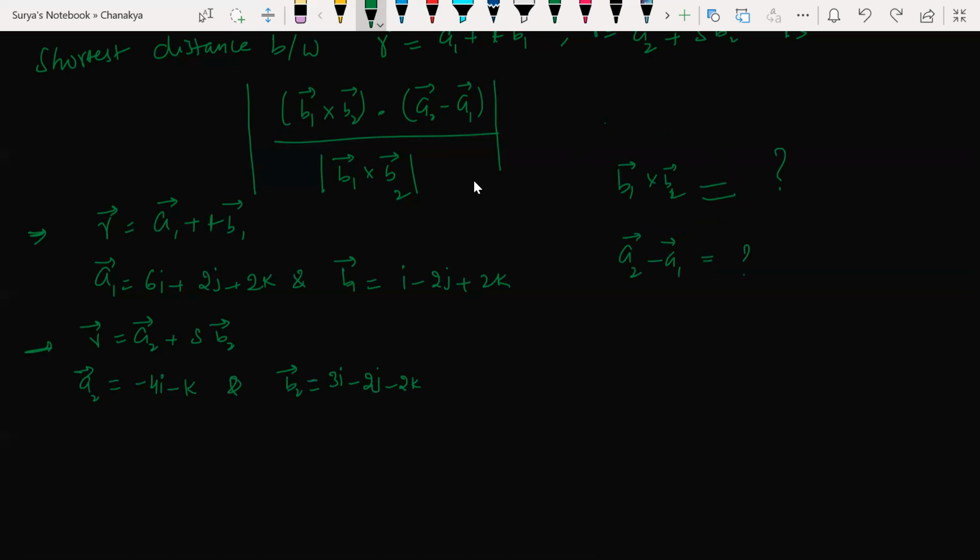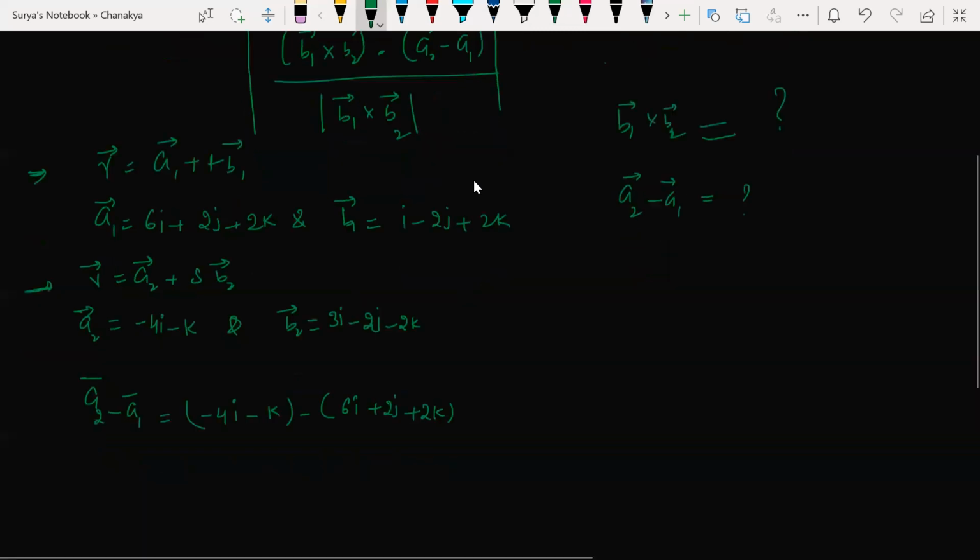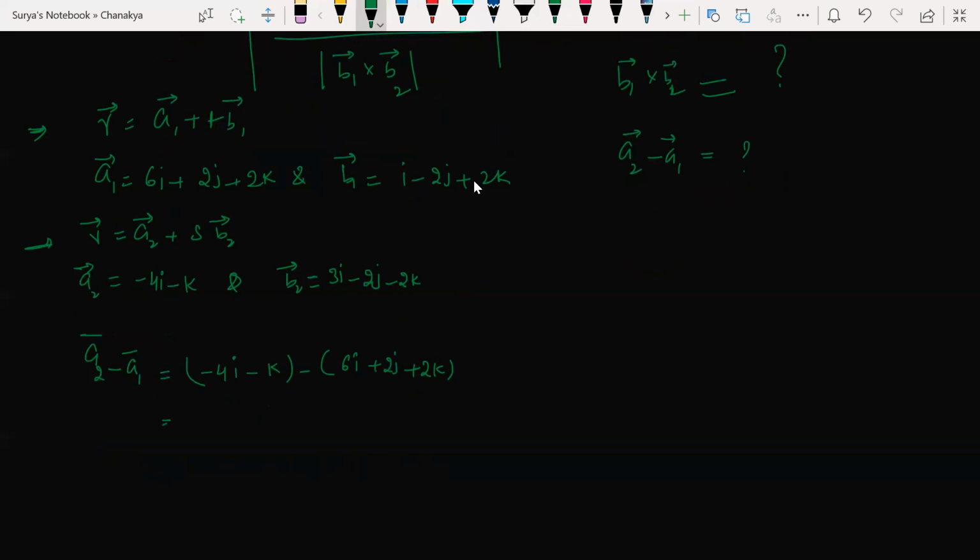So A2 minus A1, how much? How do you find A2 minus A1? Look at this, the corresponding coefficients I write. A2 is minus 4i minus k, minus A1, which is 6i plus 2j plus 2k. So minus 4 minus 6, how much? Minus 10i. Then minus 2j, and minus 3k.